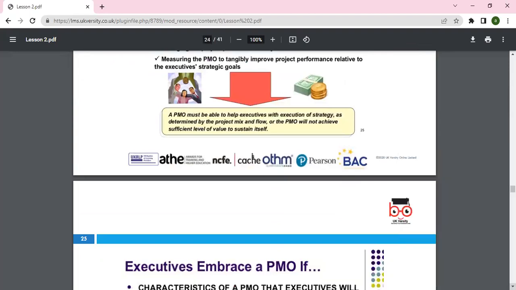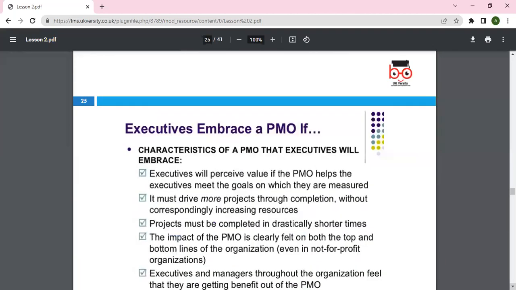And executive PMO, what is meant by this? We can look at the characteristics of the PMO. That is what the executive will embrace. Then it must drive the project through to completion without increasing resources. The project must be completed, typically in a shorter time.